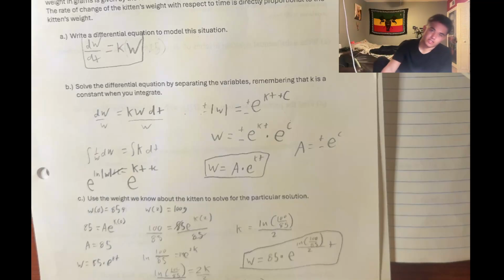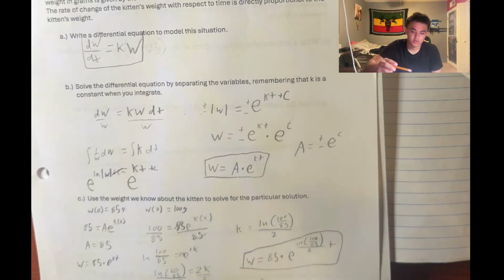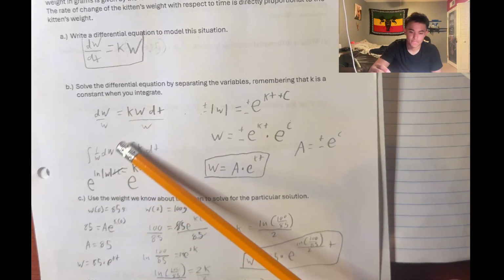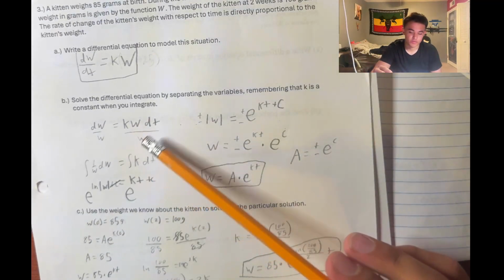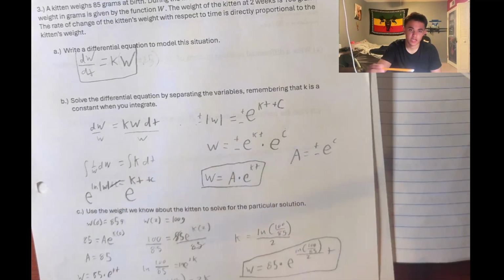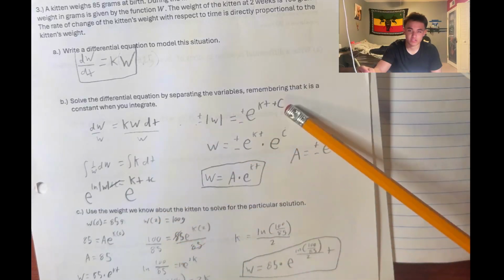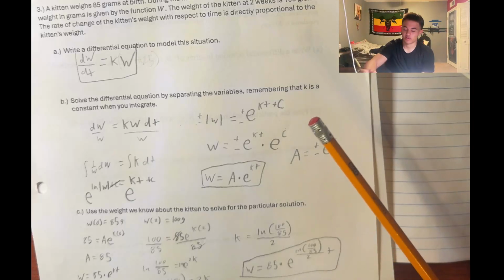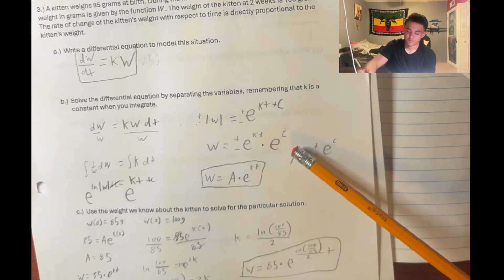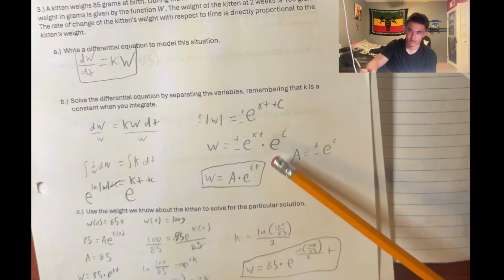Next, I had to solve the differential equation by separating the variables, remembering that k is a constant when you integrate. So this is basically what we did, where we're separating the variables. As you can see, I moved dt out of the way right away. I put the right letters on the right side, did the antiderivatives, used that pre-calc property I showed you, and then found a, made my equation.